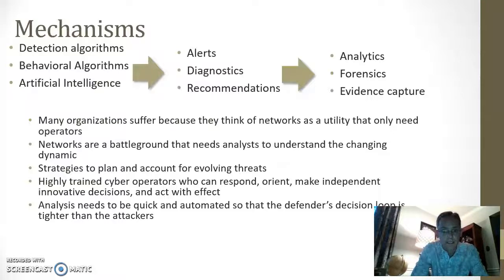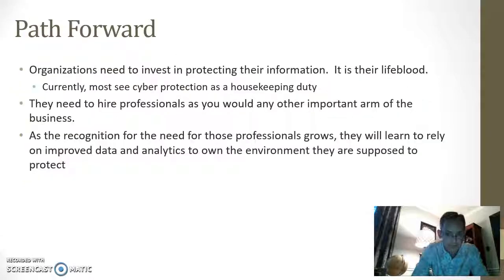Organizations suffer if they think the network is a utility and they only need operators to keep the network up and down. That's not going to work. It's a battleground. You need to understand the changing dynamic of that, and you need strategies to respond to that evolving threat. The path forward is that we need to protect our information. It's the lifeblood. Cyber protection is not a housekeeping duty. We need professionals armed, and the smartest people we can get our arms around, involved and engaged with this process as we go forward. They'll learn to rely on improved data and analytics in the environment they're supposed to protect.